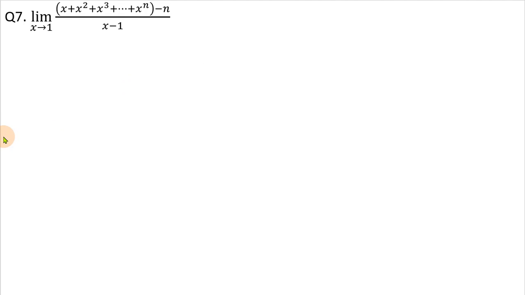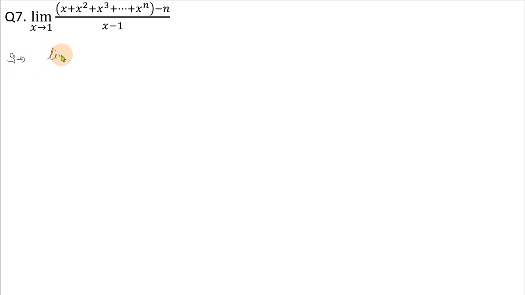Next question, we have limit x approaches to 1, x plus x square plus x cube plus and so on plus x power n, whole minus n, divided by x minus 1. So this is a very good question.